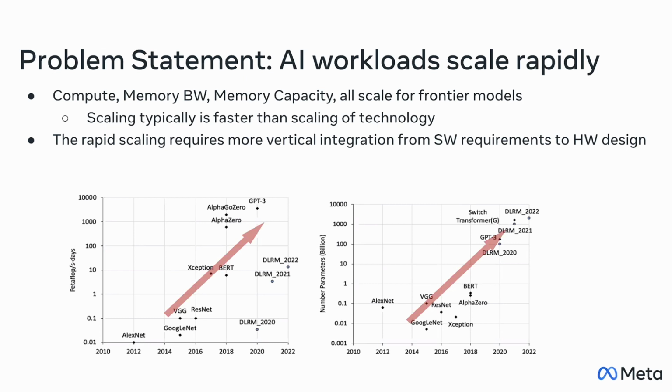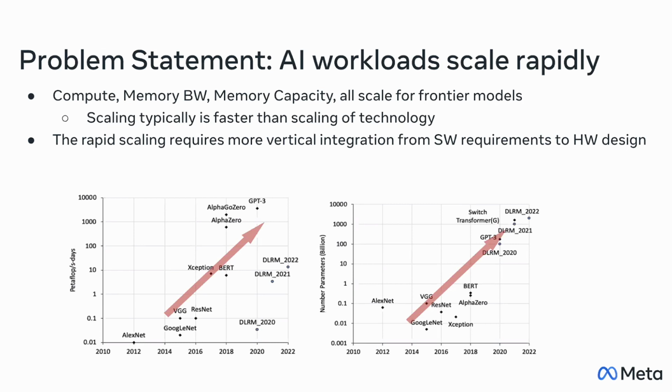The right plot is again the same set of workloads across a few years, but here we are tracking the number of parameters per model. The number of parameters to a good degree correlates with how big the model would be, so what is the memory requirement, and maybe loosely correlates with how much memory bandwidth we would need. On the right plot, at the top, you would see DLRM, which stands for Deep Learning Recommendation Models. These are the models that are really pushing the envelope in terms of memory bandwidth and memory capacity requirement.